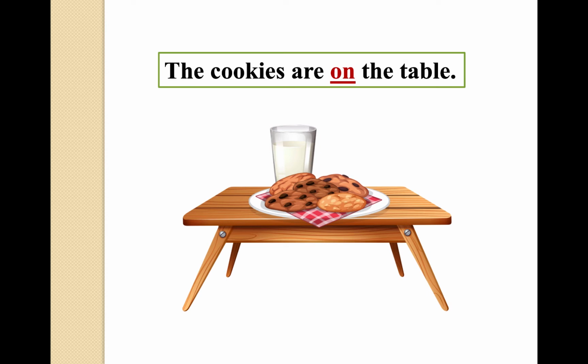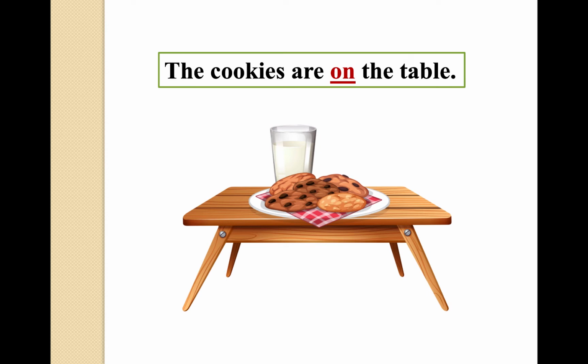So, if someone asks you, where are the cookies? You are going to answer, the cookies are on the table. Here, you are representing the relationship between cookies and the table with the help of the preposition "on". If we remove the preposition from the sentence, it becomes, the cookies are the table. Here, you are not getting any idea about the place or the location of the cookies.